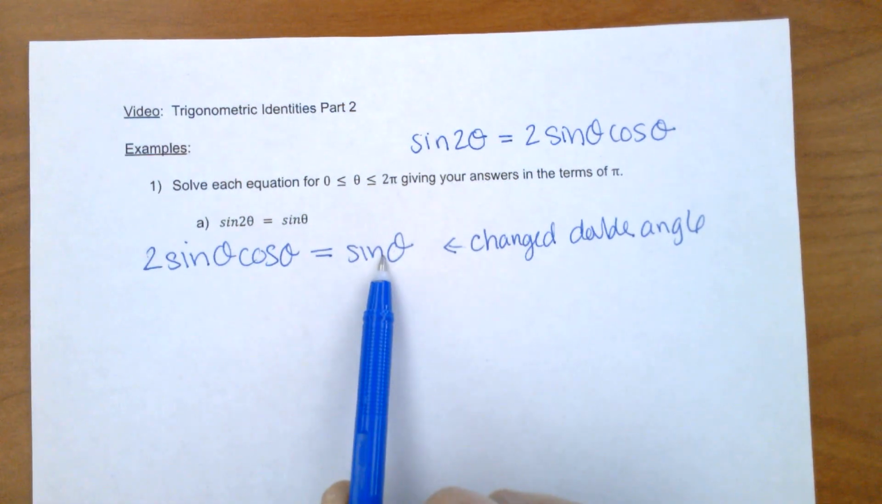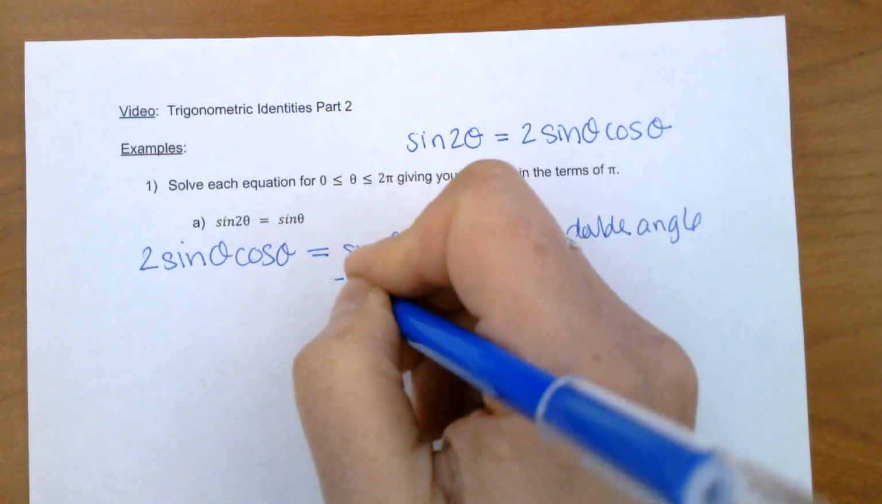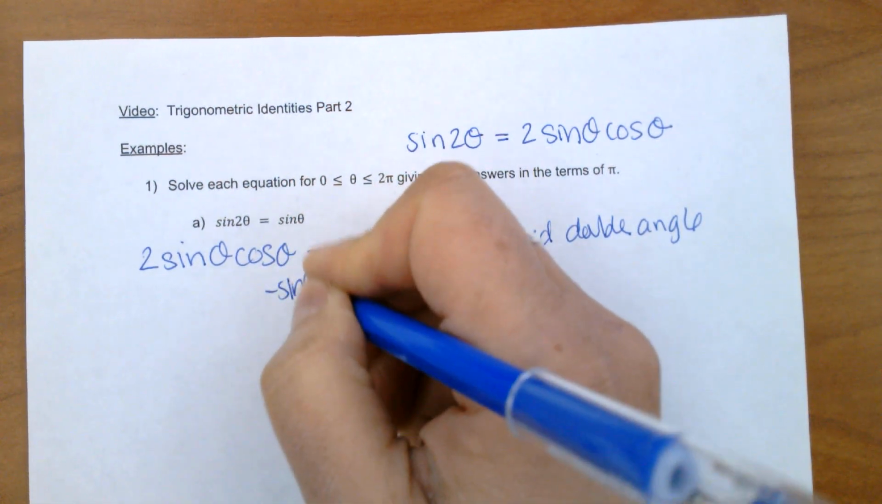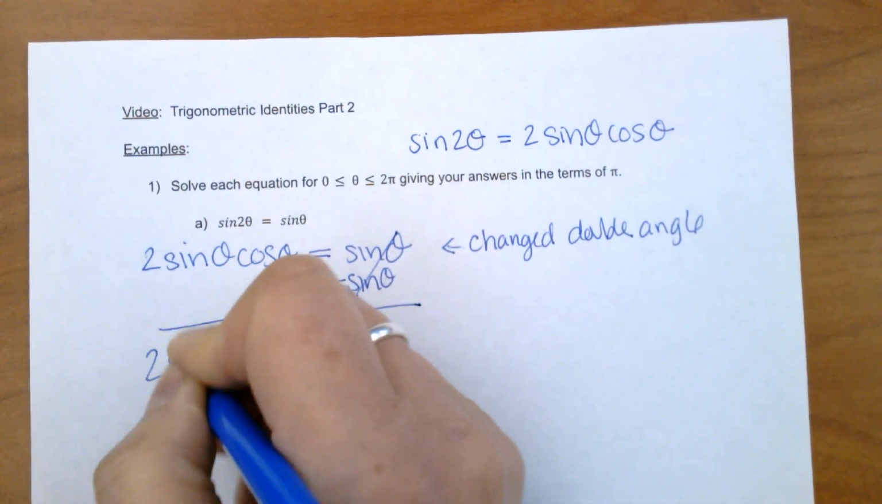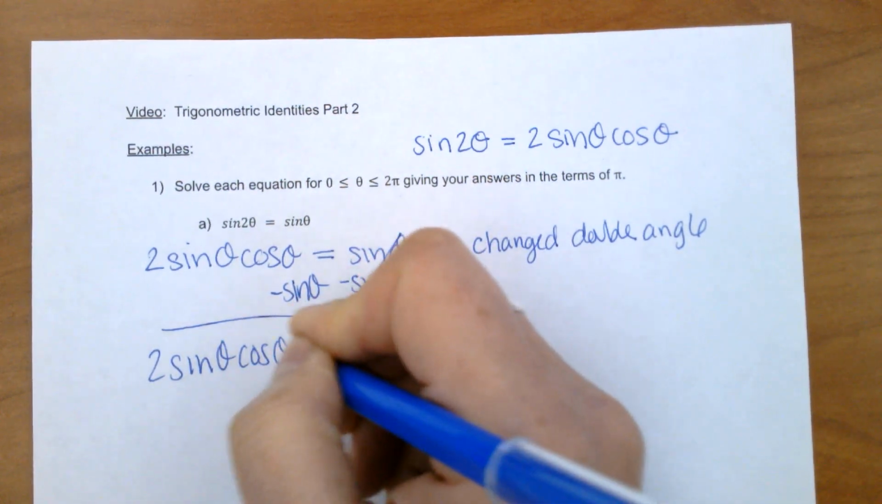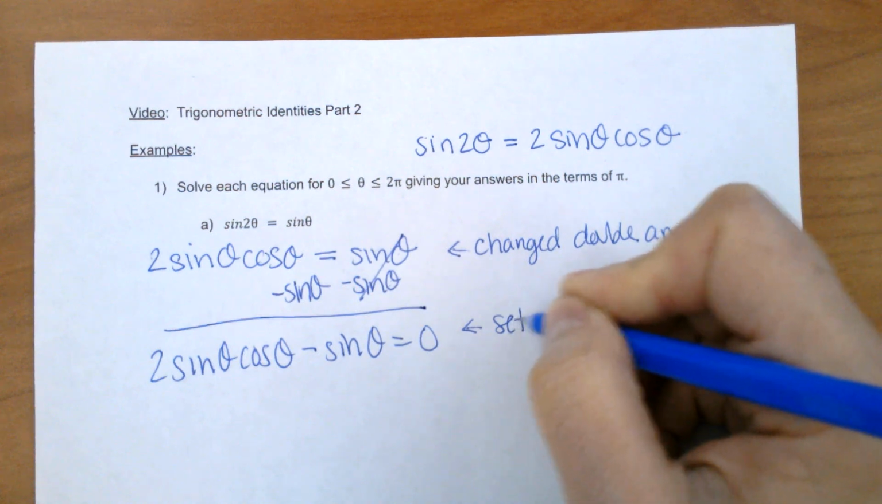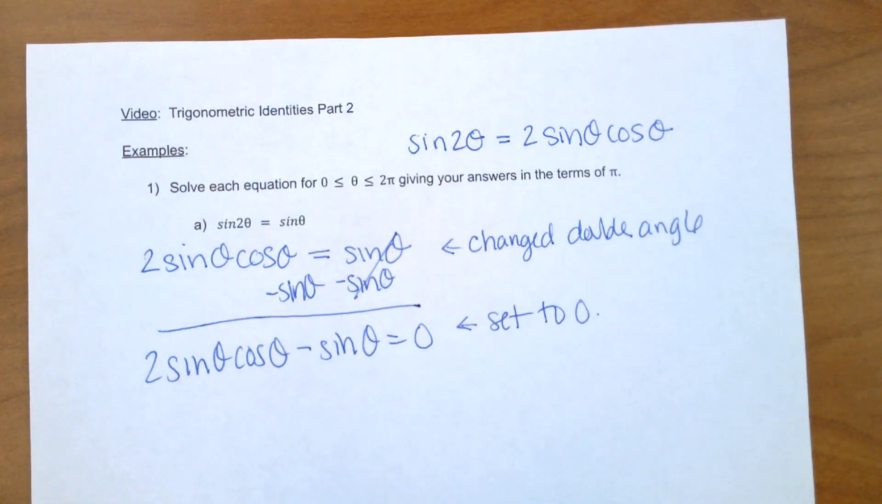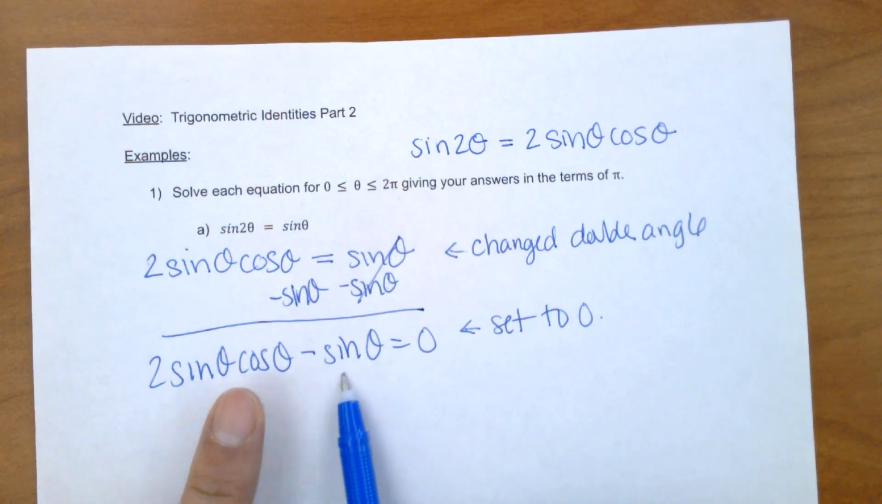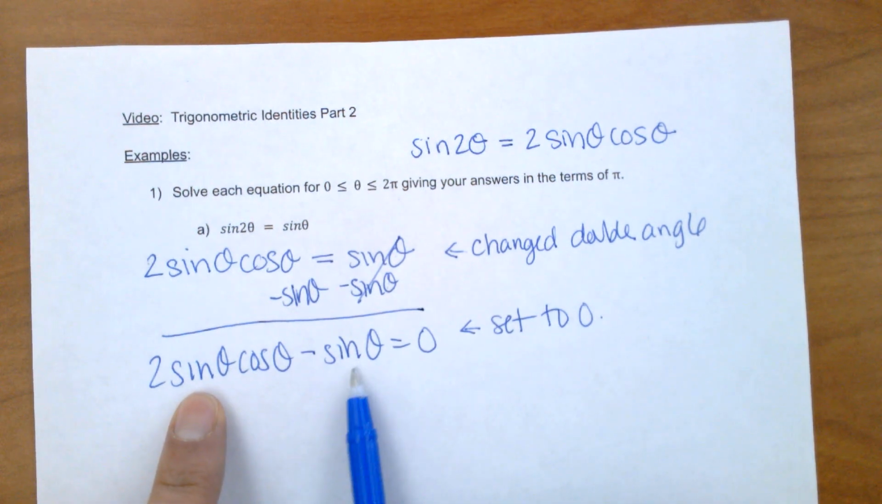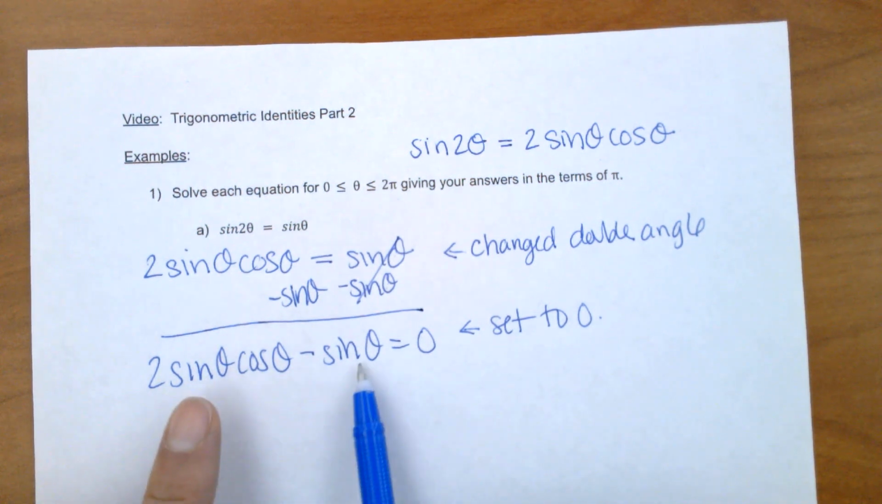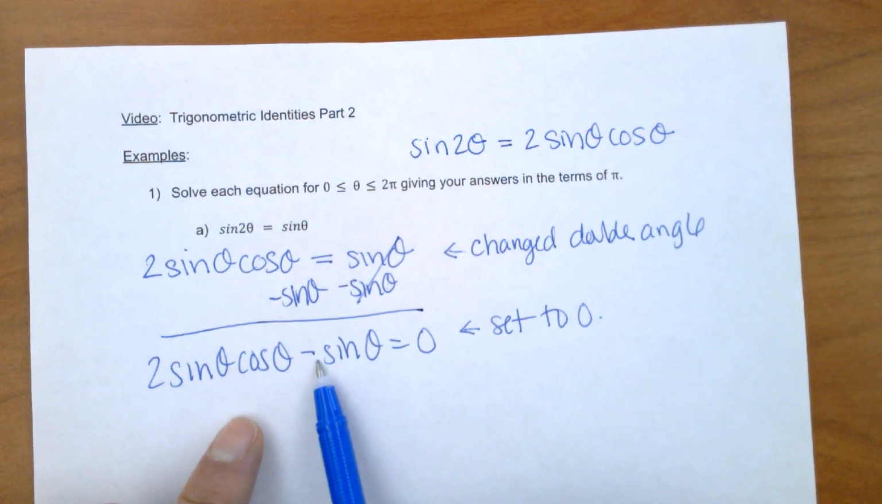Now I need to set this equal to 0. So I need to subtract sine theta from both sides. And this helps us set it equal to 0. Once I have it set to 0, I'm hoping that you see between these two terms, they both have a sine in them. So I'm going to be able to factor out the sine because I can't do anything with this. I can't solve this. I can only set two terms or two expressions equal to 0 when it's linked by multiplication. And we have a subtraction here.